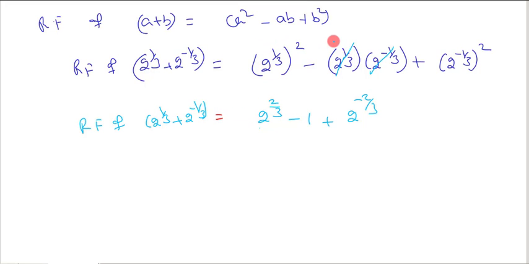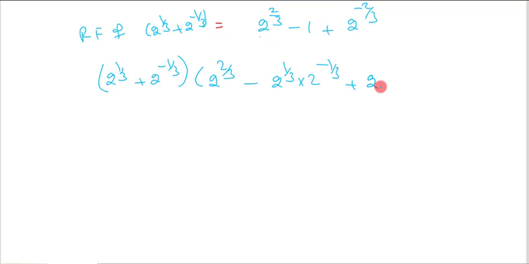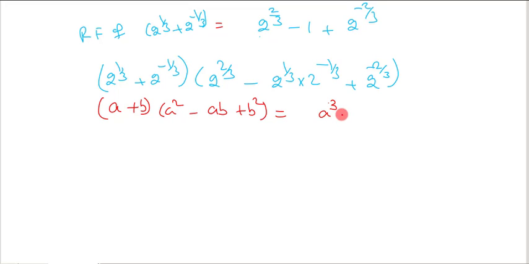Let us see. On multiplying this, 2 to the power of 1 by 3 plus 2 to the power of minus 1 by 3 into 2 to the power of 2 by 3, this I am writing as 2 to the power of 1 by 3 into 2 to the power of minus 1 by 3 plus 2 to the power of minus 2 by 3. Now, if you observe this, it is in the form of A plus B into A square minus AB plus B square. So this can be written as A cube plus B cube. Now, here what is A and B? A is equal to 2 to the power of 1 by 3. B is equal to 2 to the power of minus 1 by 3.